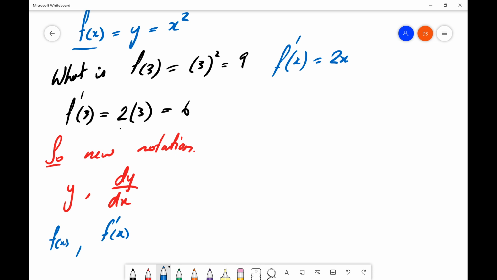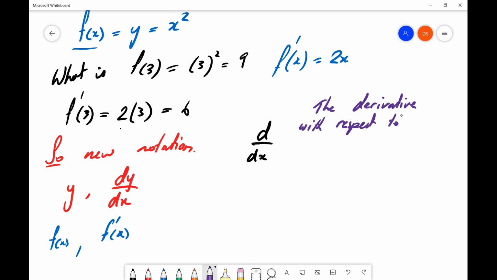Okay, and the thing that's really important and key here is this notation. It is d by dx. And I'm going to show you how we read this. The derivative with respect to x. Derivative with respect to x. That's how you read that.